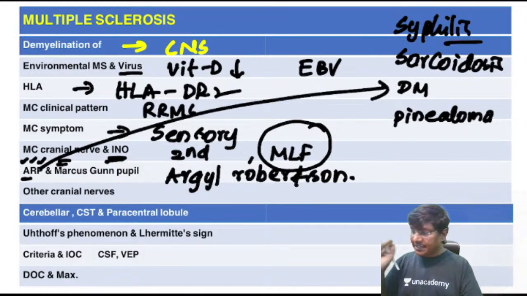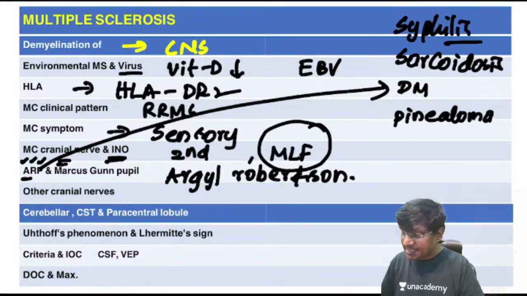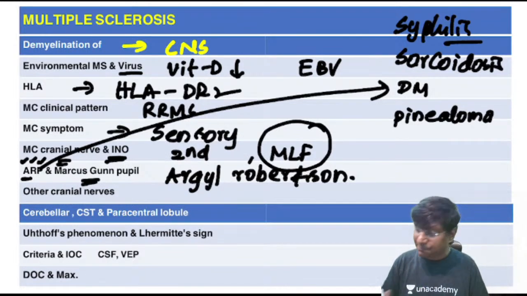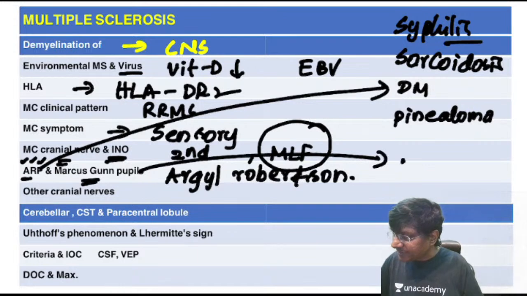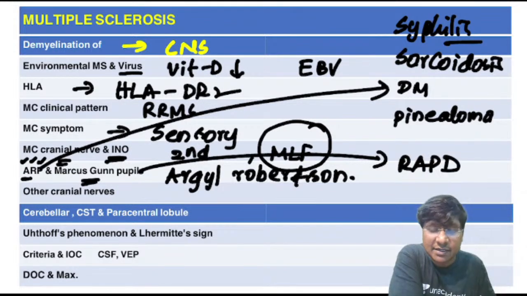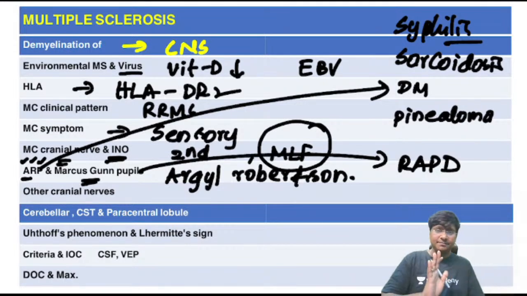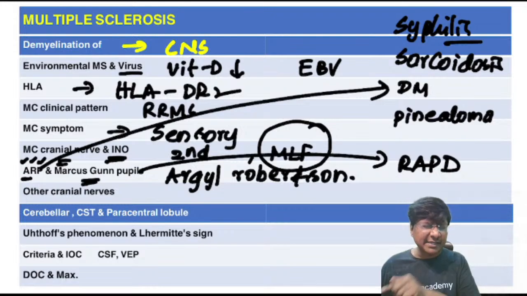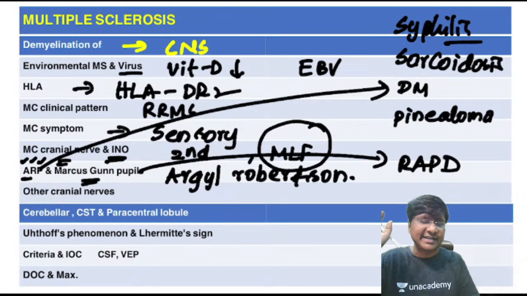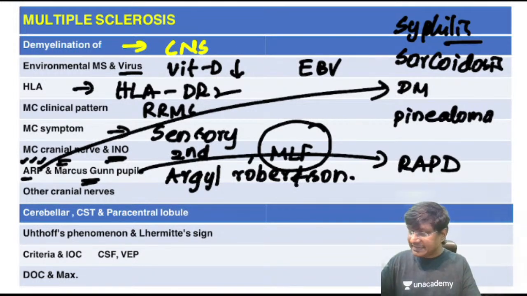Okay, so these are all the conditions where you will have Argyll Robertson pupil. Then the other important characteristic pupil will be Marcus-Gunn pupil. Marcus-Gunn pupil is where the patient will have the RAPD. What is RAPD? That is relative afferent pupillary defect. Now, how will you demonstrate this Marcus-Gunn pupil or RAPD? By the swinging flashlight test.